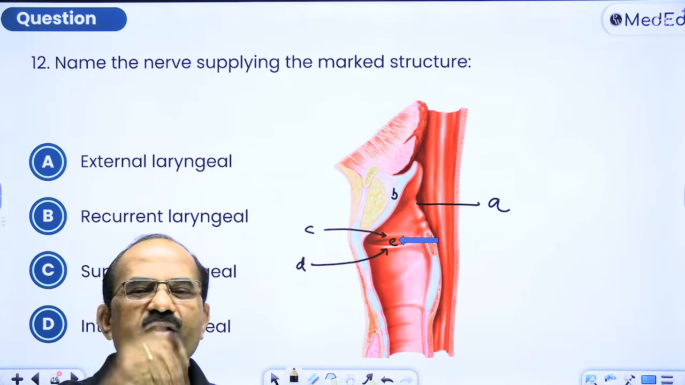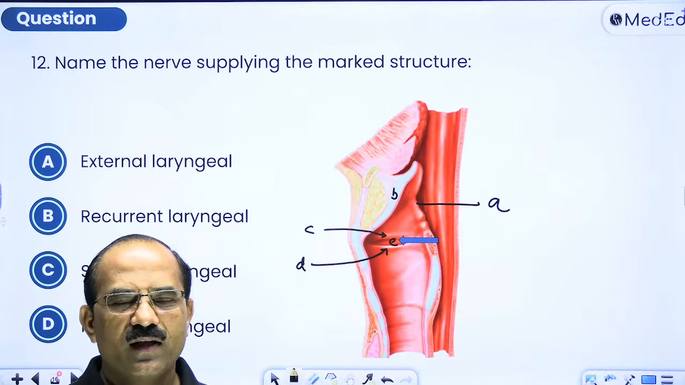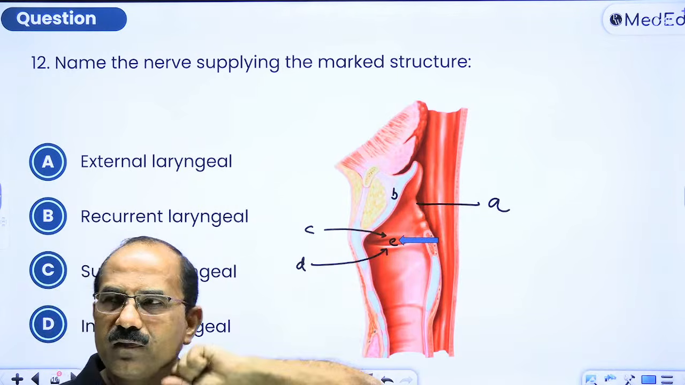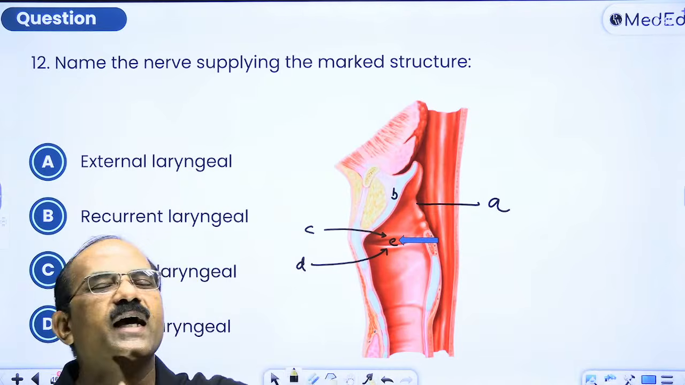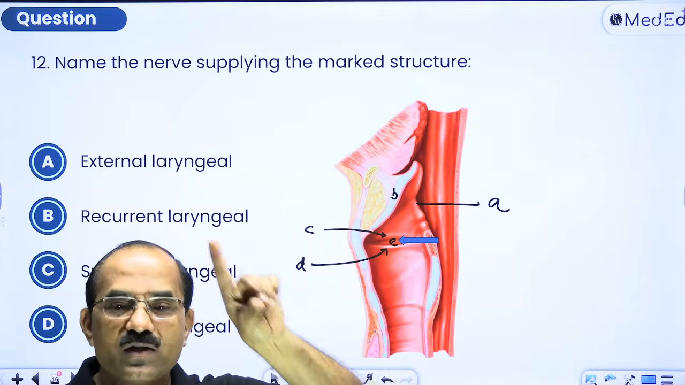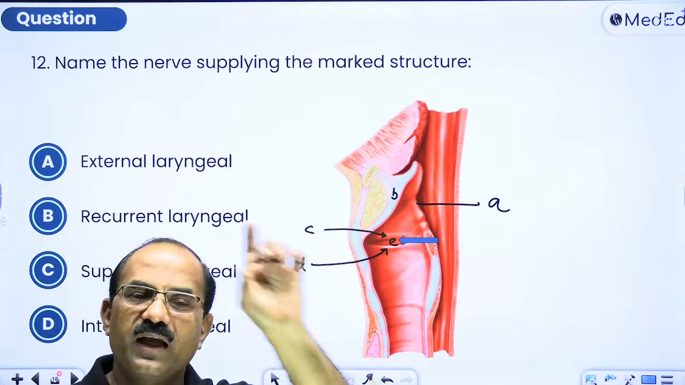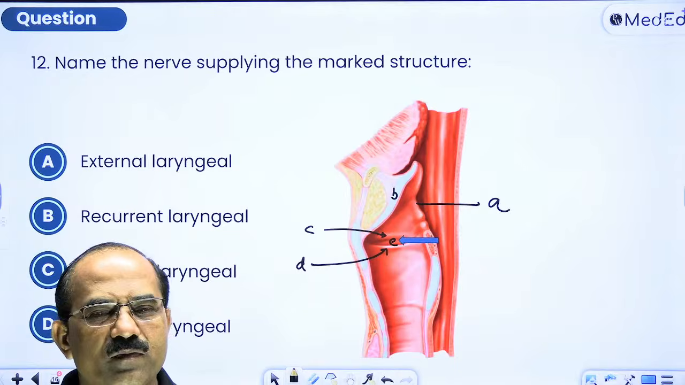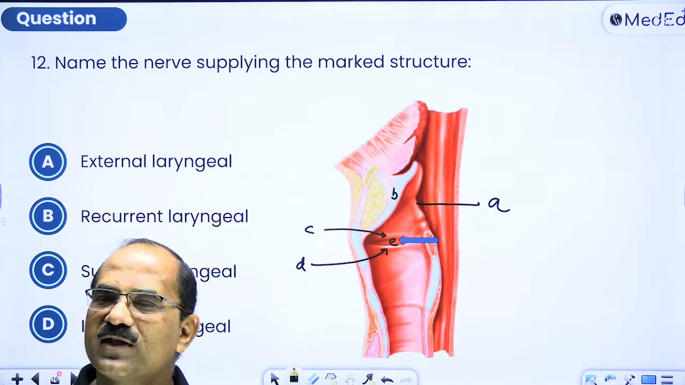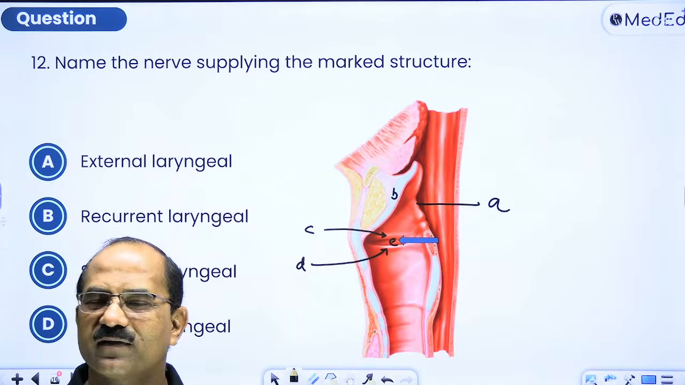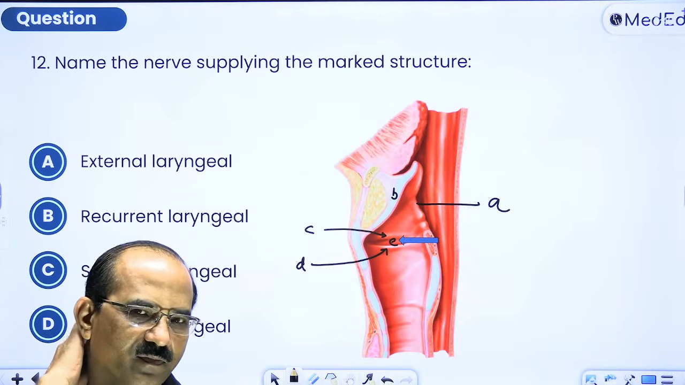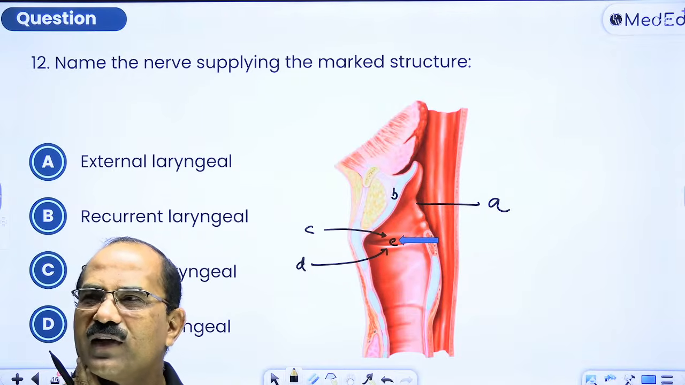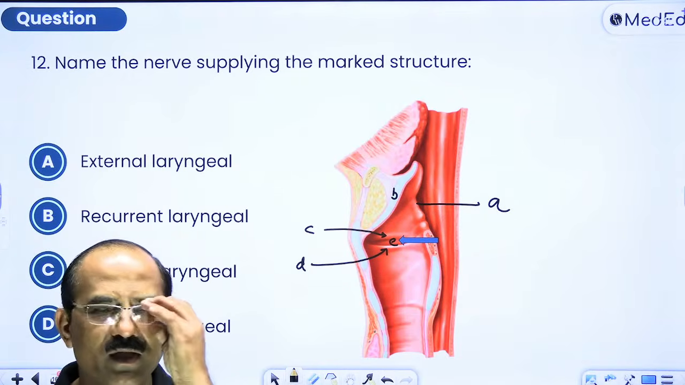पहले बोलो ये सेक्शन कहाँ से लिया है? What is the section of? That's a sagittal section of the larynx. ये larynx है. Now tell me what is A, what is B, what is C, what is D, and what is E? चलो बच्चों बोलो. पहले आंसर करो. What is A, B, C, D, E? Sagittal section of larynx. Very good. बहुत बढ़िया.